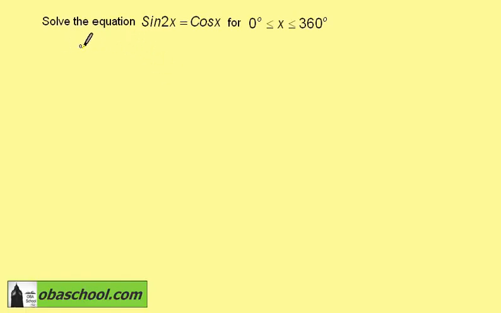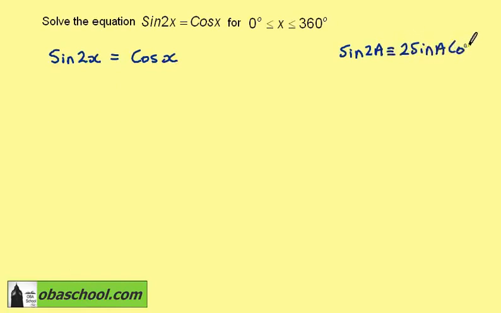We want to solve the equation sin 2x equals cos x for values of x between 0 and 360 degrees. Let's start with the equation: sin 2x is equal to cos x. We know the identity: sin 2a is identical to 2 sin a cos a. So we have 2 sin x cos x is equal to cos x.